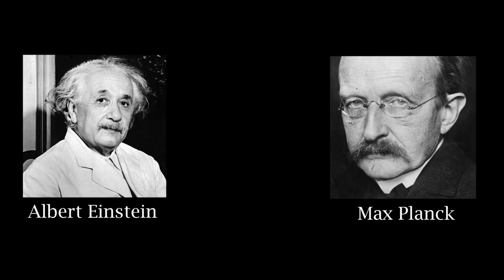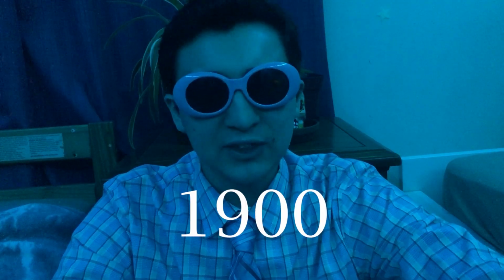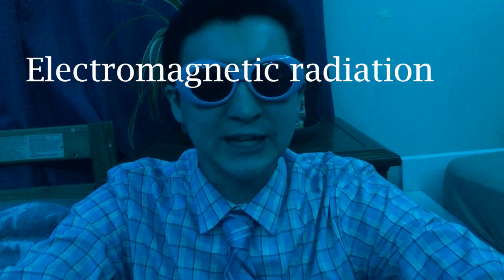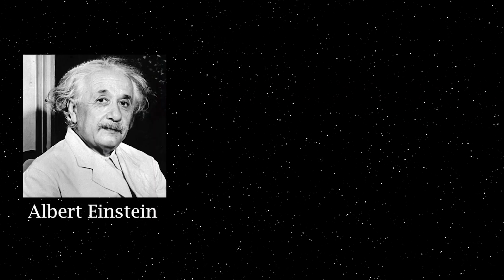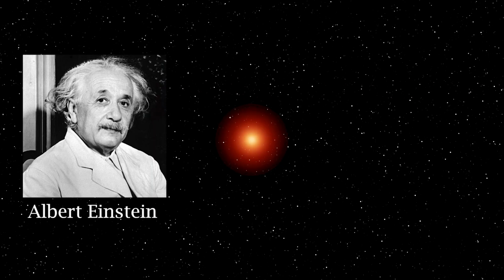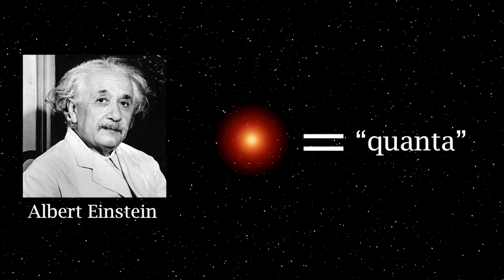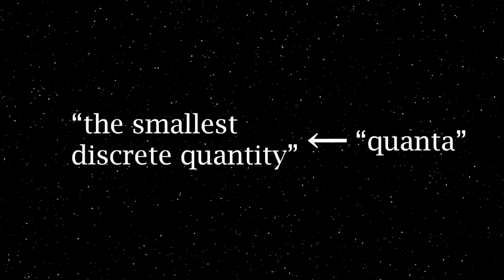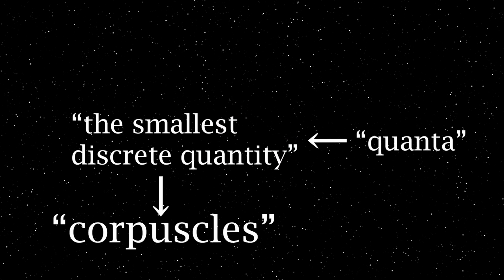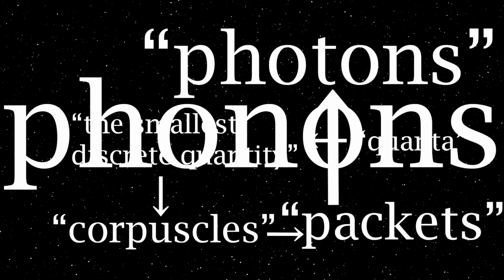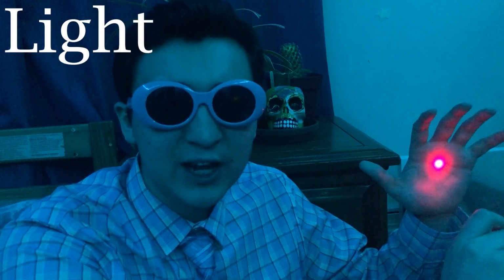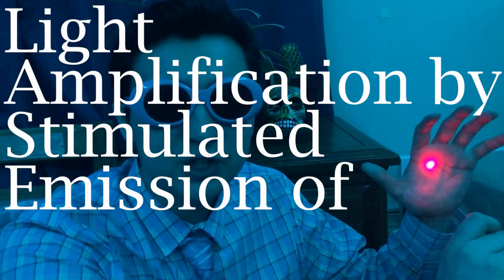Albert Einstein and Max Planck said no. Planck's theory in 1900 states that electromagnetic radiation is emitted or absorbed in packets, quanta. Einstein then proposed that if light is emitted and absorbed in these quanta, light itself is formed into quanta, the smallest discrete quantity, earlier known as corpuscles, also described as packets, also known as photons, of course not to be confused with phonons. This is a light amplification by stimulated emission of radiation.